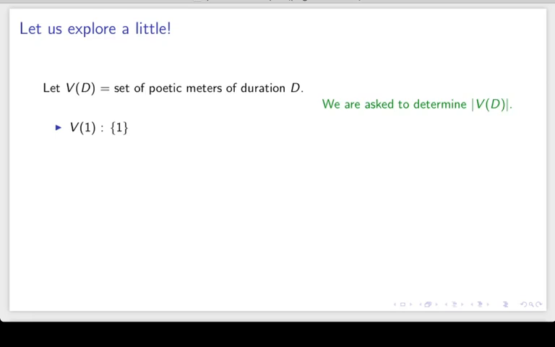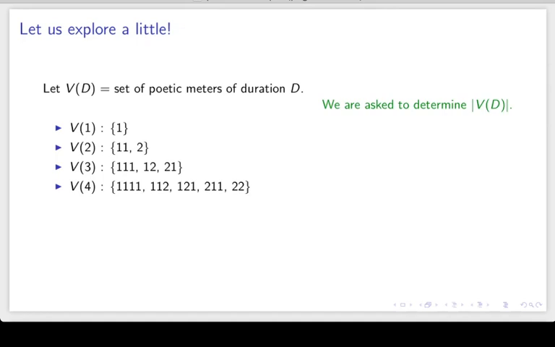Okay. V of 2, well, we want sets in which poetic meters have duration 2. So what can there be? Well, both durations could be 1, or there could be a single syllable of duration 2, so that the total duration is 2. V of 3 will get a little bit more complicated, but not really much. You can make the duration 3 using all ones, or using a mix of ones and twos. So these are the possibilities. V of 4, okay, you can work it out by trial and error.